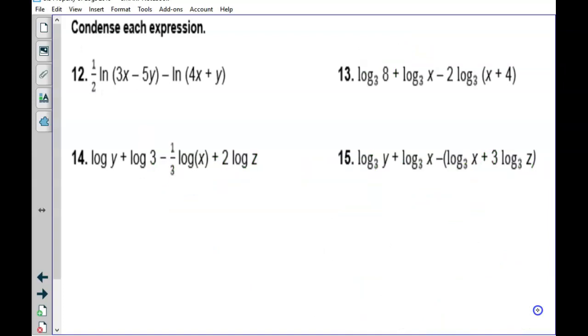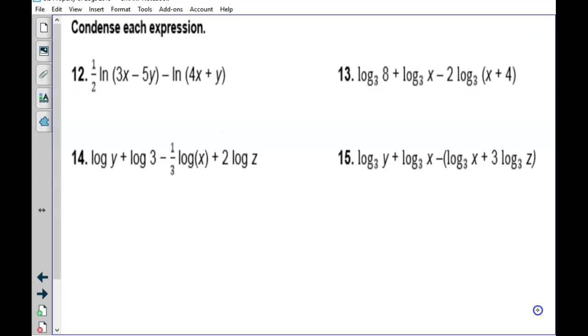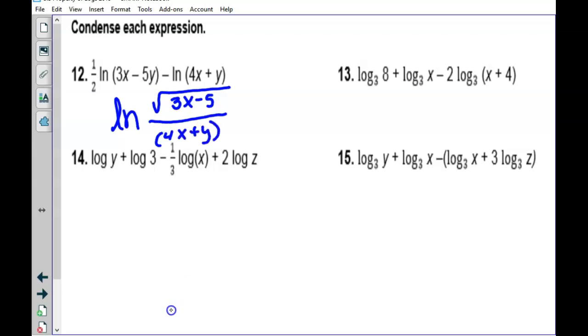Oh dear Lord. Well, at least they're condensed. Is this the last of it? And then we got one more seismology question, but first, real quick, what's the 1/2 power mean? Square root. Okay, so I'm going to have the square root on the top of 3x minus 5y all over the quantity 4x plus y, right? Everybody okay? That one wasn't really that bad.